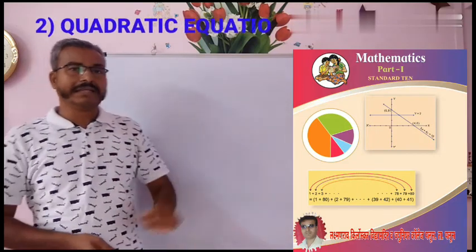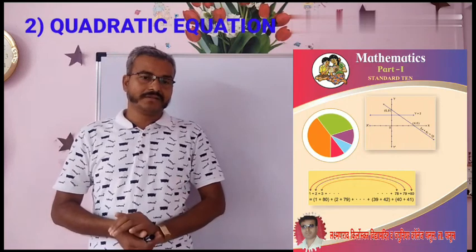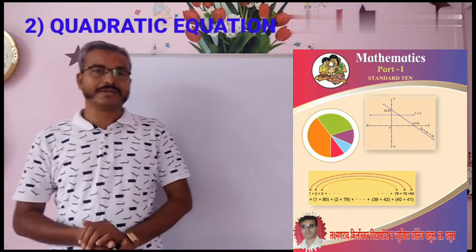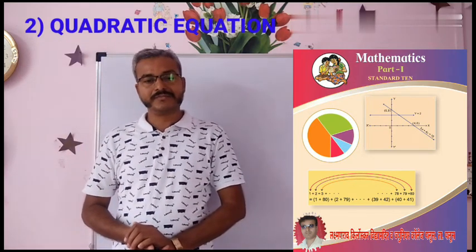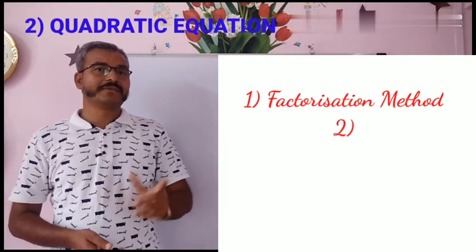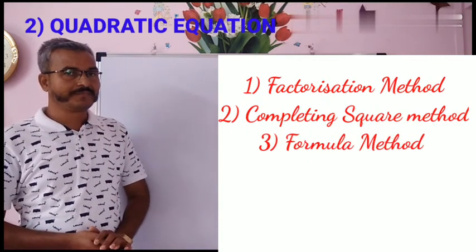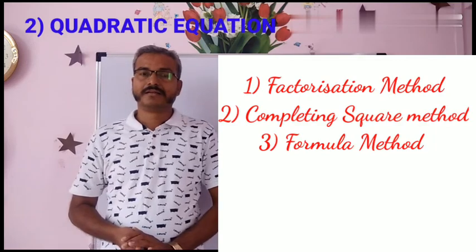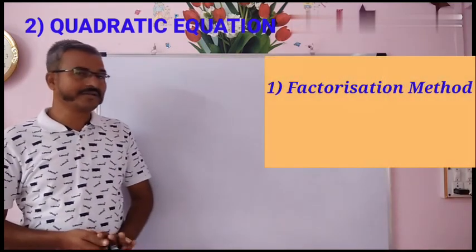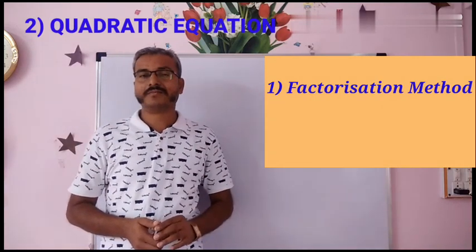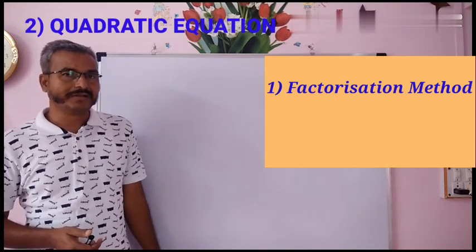Friends, in the 10th standard mathematics subject, the second chapter is Quadratic Equation. In this chapter, three methods are given for solving the quadratic equation. Out of these three methods, the first is the factorization method, the second is the completing the square method, and the third is the formula method. The first method is the factorization method, and let us see how to solve a quadratic equation by it. So let us start.